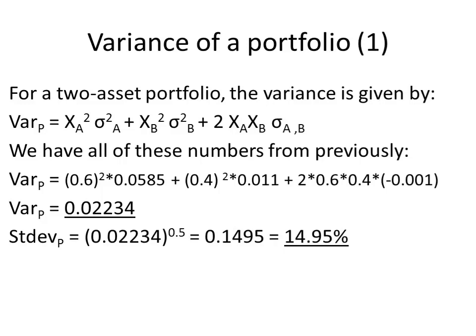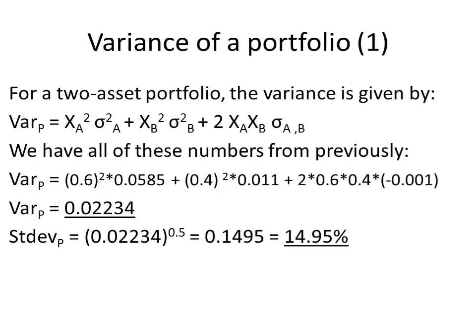And so we're going to plug all these numbers in. We've got them from previously. XA is 0.6, the variance of A is 0.0585, XB is 0.4, and the variance of B is 0.011. And then we've got all those things, the weights repeated there, multiplied by 2, and we're going to multiply by the covariance of SuperTech with Slowpoke, which we calculated to be minus 0.001. And if you do all that math out, you'll see that the variance is 0.02234.